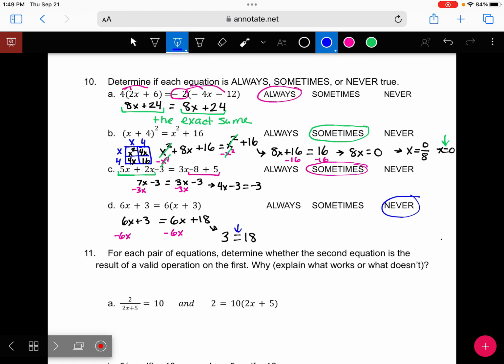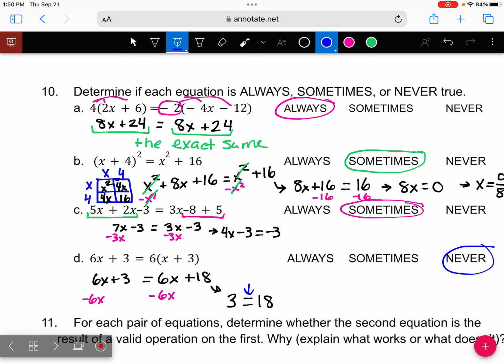What else do you guys want to work through? I have a question. Yes, sir. What if instead of 0 divided by something, it's 8 divided by 0? Then that would be never? If it's 8 divided by 0, then it would be never, because we cannot divide by 0. It's an issue.